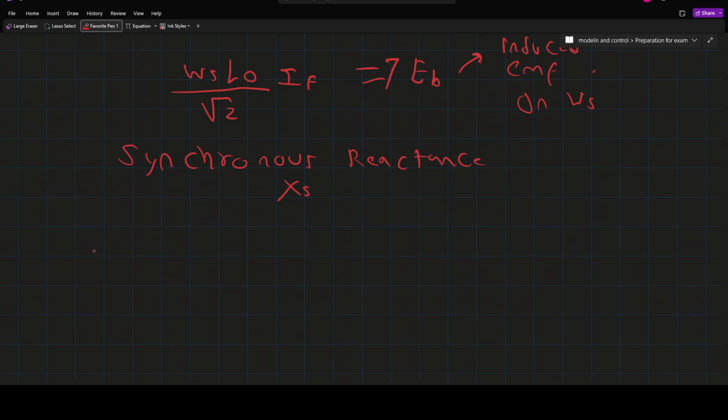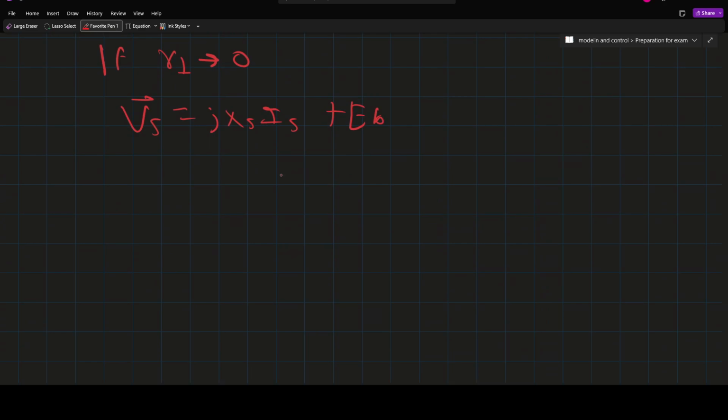Now, if we make the assumption that R1 is really small, then our equation is going to be Vs equals j Xs Is plus Ef. And our equivalent circuit is going to be an inductance here multiplying our Is. We are going to have our speed dependent voltage here, Ef, and here is going to be our V1.